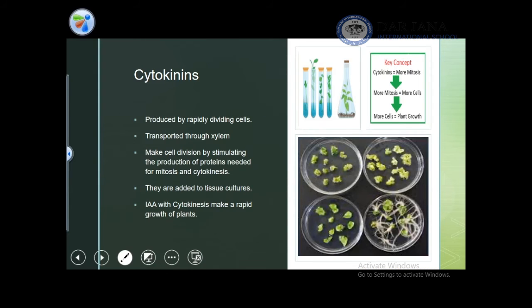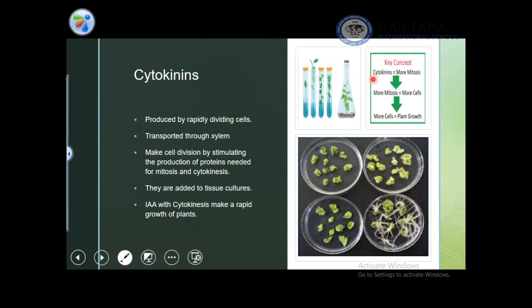The last hormone that we are going to discuss today is the cytokinins. For sure you have heard this word before. Cytokinins resembles the word cytokinesis, which is the last step of the cell cycle. It comes after mitosis, and it means the division or the separation of the cytoplasm. So as we all know, the hormone cytokinins means more division of cytoplasm. That means we have formation of more cells.